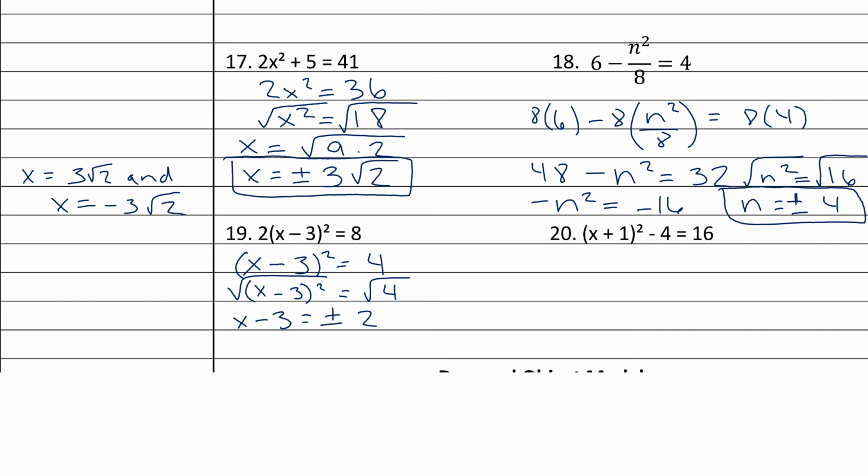Okay? So now, I'm not done yet. This is where that last step comes into play, where it says solve the resulting equation if needed. There is an equation here. X is not by itself yet. So I'm going to break this apart. I'm going to have x minus 3 equals positive 2, and x minus 3 equals negative 2. And now I'm going to add 3 to both sides. So I'm going to get x equals 5 and x equals 1. And those are my answers, my solutions.